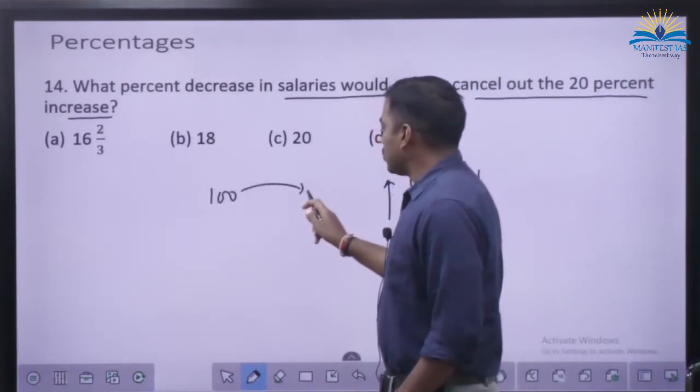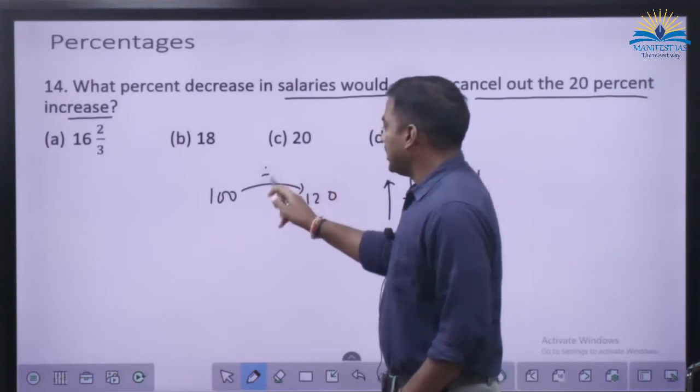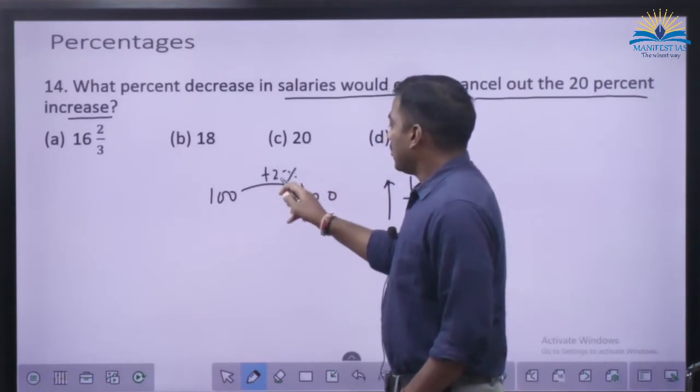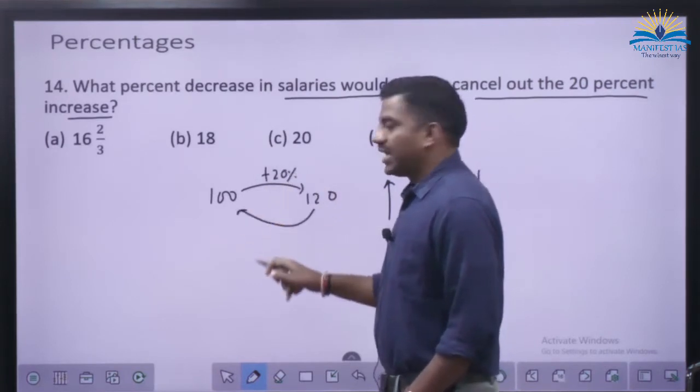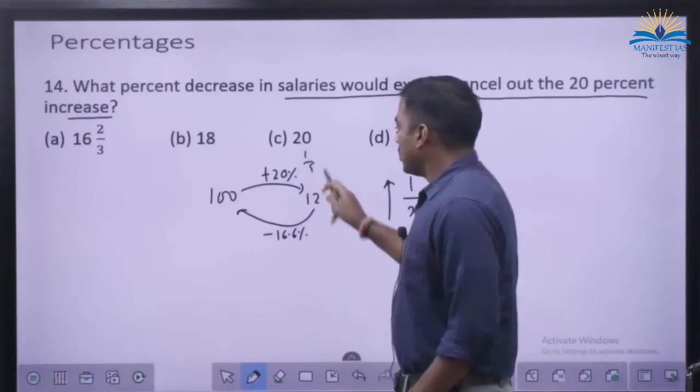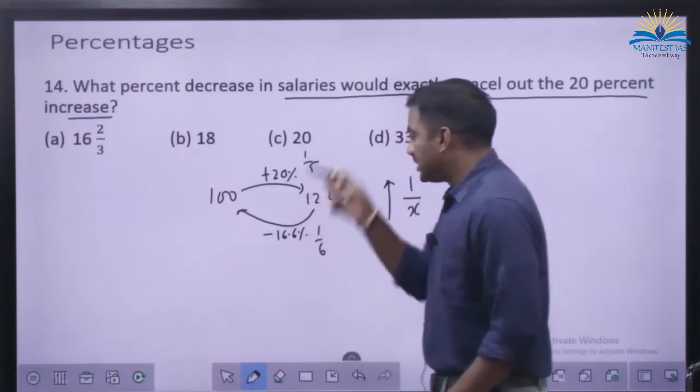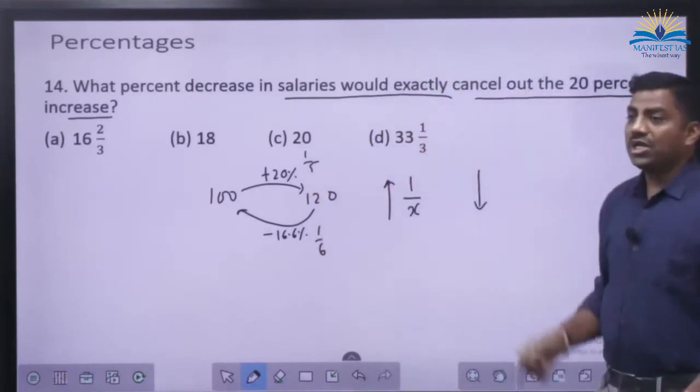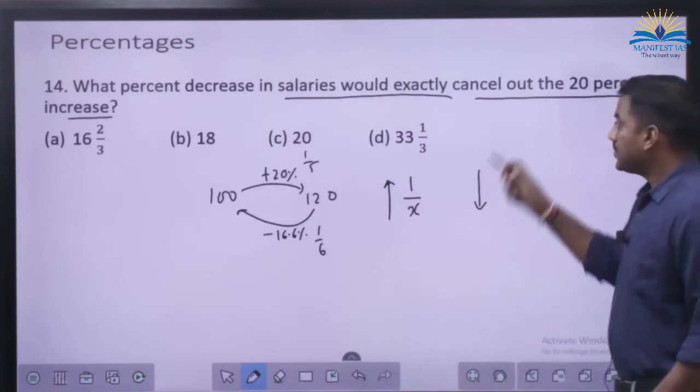and we increase this to 120 with 20%. If you want to come back to the same price, then it is minus 16.6%. This is 1 by 5 and this is 1 by 6. This I had told yesterday. The same trick is applicable here also.